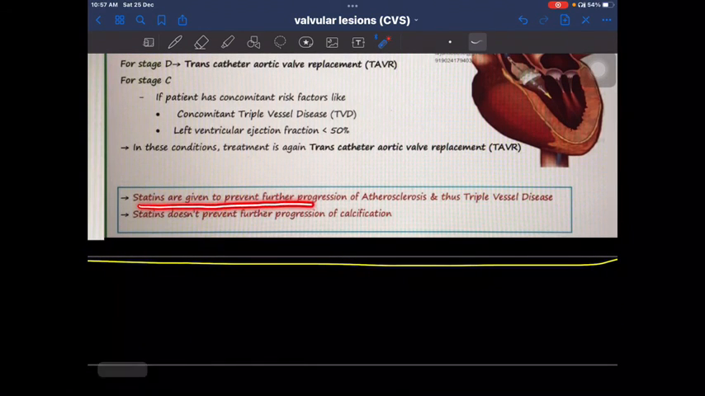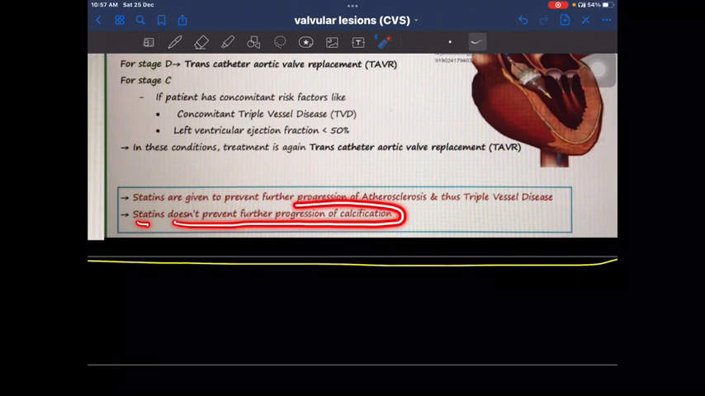Statins are given to prevent further progression of atherosclerosis and thus triple vessel disease, and statins don't prevent further calcification. Okay, so statins have no effect on calcification.